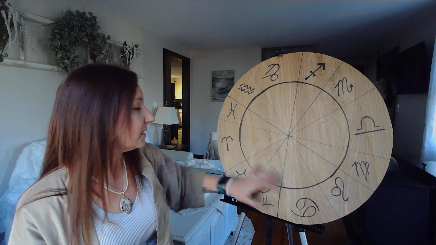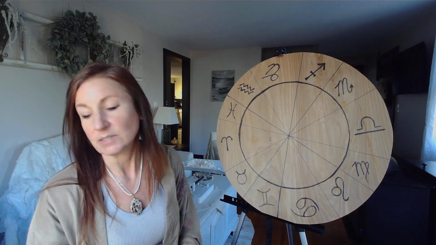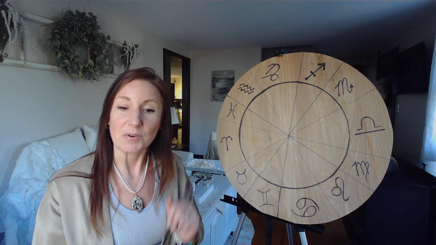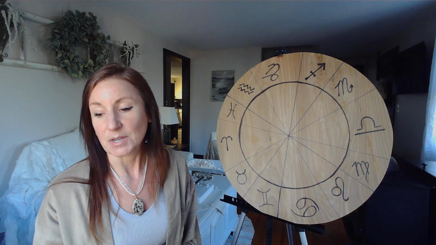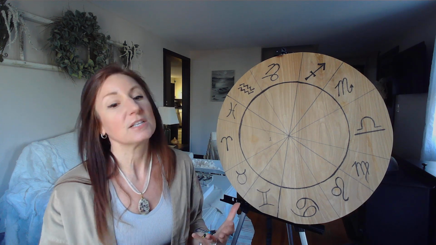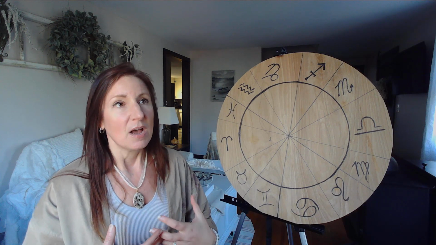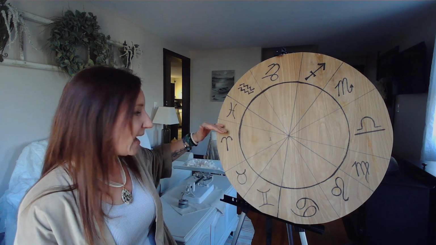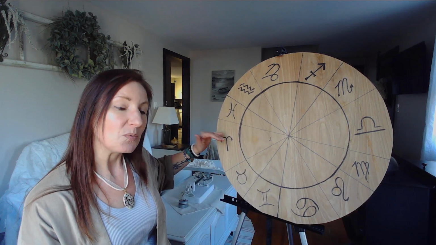So the MC, IC, AC, DC. They're always opposite polarities. If you don't know what the polarities are, check my video on polarities that I did a few videos ago. So the AC is how you come into this world. It's what you are at birth almost. It's where the sun was, or what was rising above the horizon when you were born.